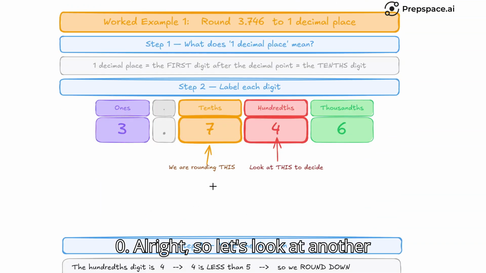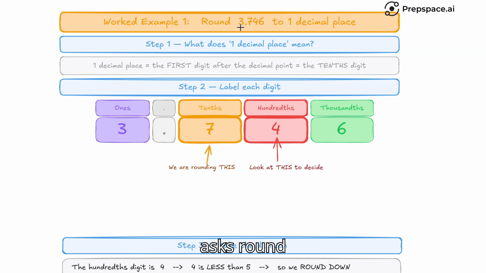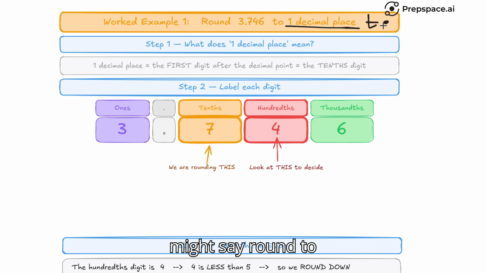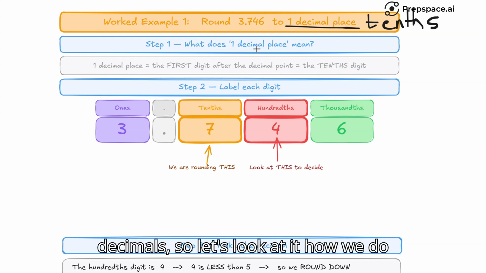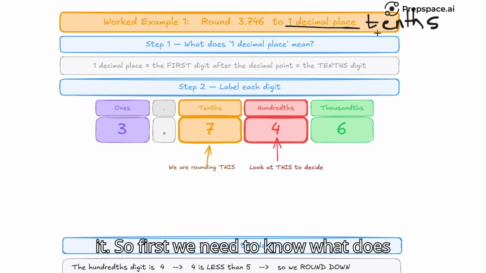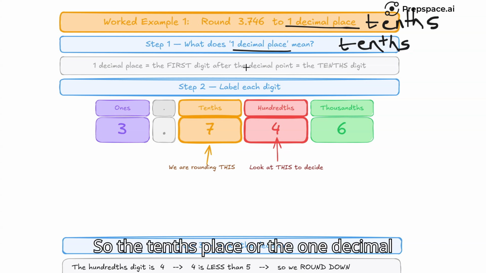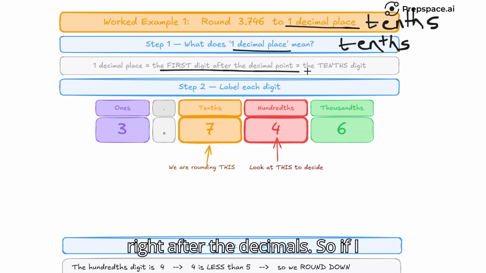All right, so let's look at another worked out example. Here the question asks, round 3.746 to one decimal place, and in the exams it might say round to the nearest tens place. As this video is all about rounding decimals, let's look at how we do it. First we need to know what one decimal place or the tens place means. The tens place or the one decimal place is the first digit that's right after the decimal point.